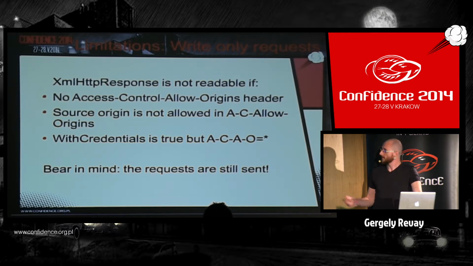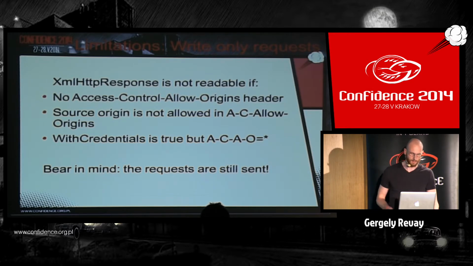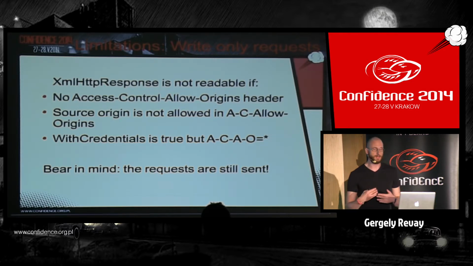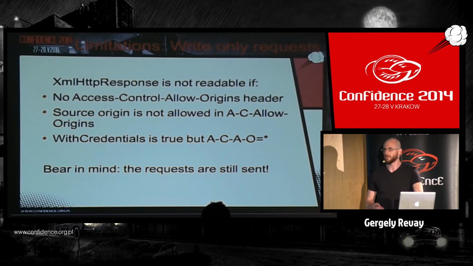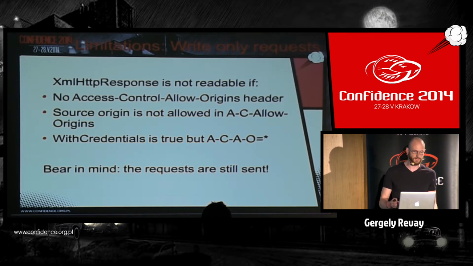The second is the source origin. This is again the Access-Control-Allow-Origin header, just really long words. The source origin is not listed in this header. That means that CORS is enabled on the server, but the origin where you're coming from is not. It's just that simple, and pretty easy to understand. Then the response will not be given to the JavaScript code again.